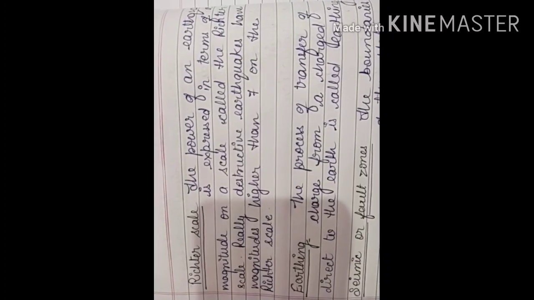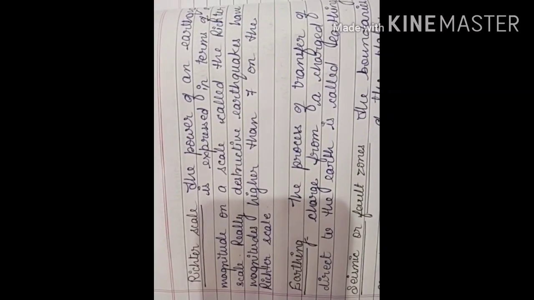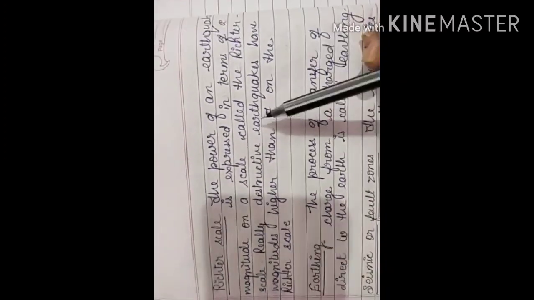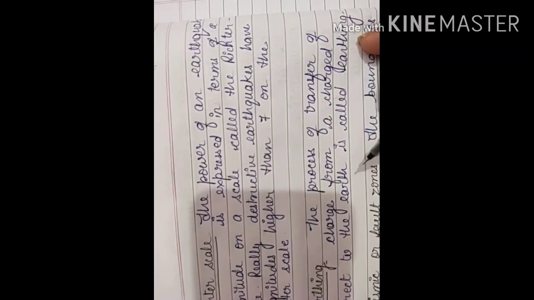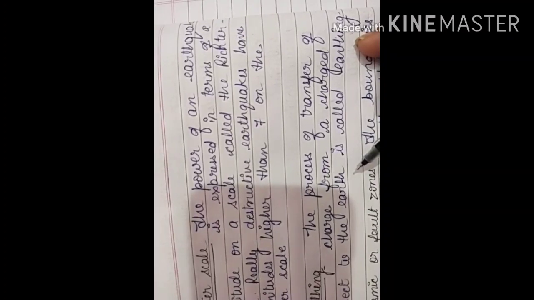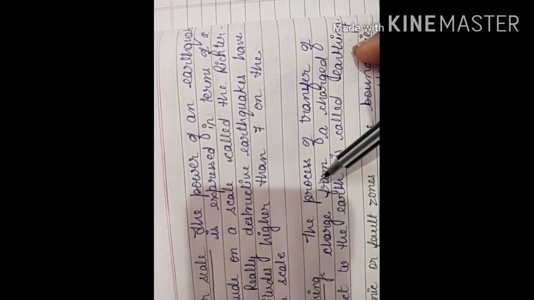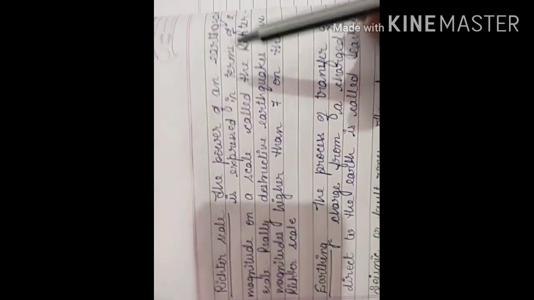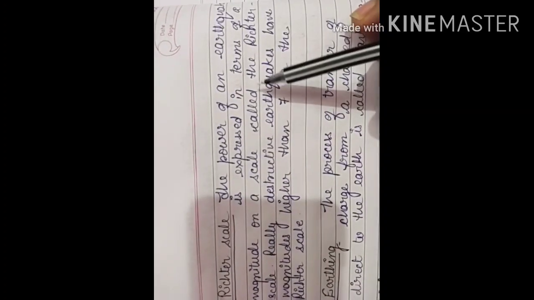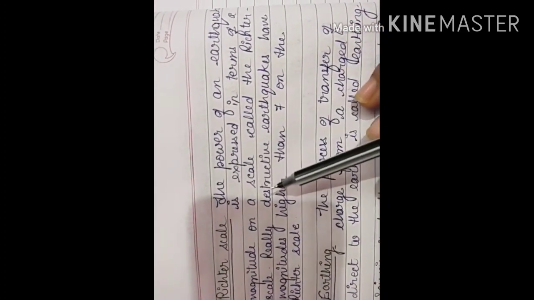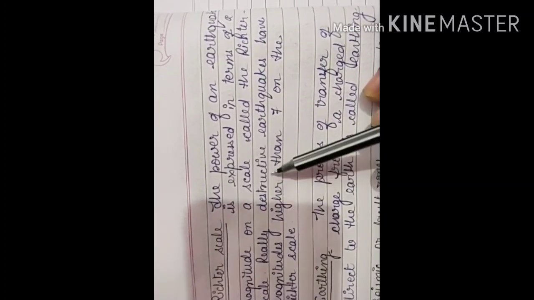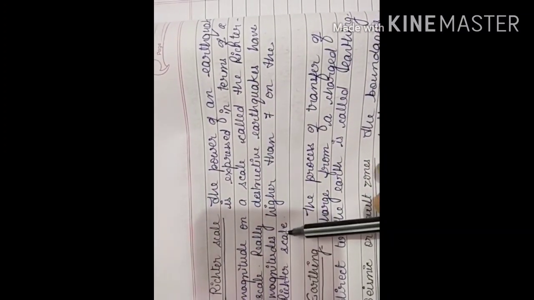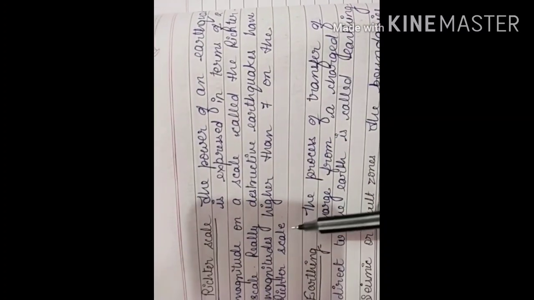And for measuring these things we have certain scales. There is a scale like the meter, by which we can measure length, and temperature in degrees Celsius. Similarly, the Richter scale is the scale which is used to measure the magnitude of the earthquake. Really destructive earthquakes have magnitudes higher than 7 on the Richter scale.